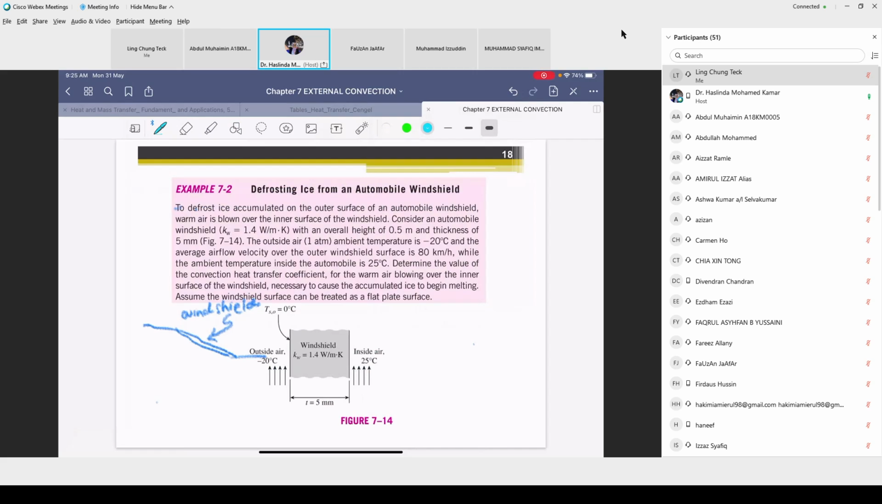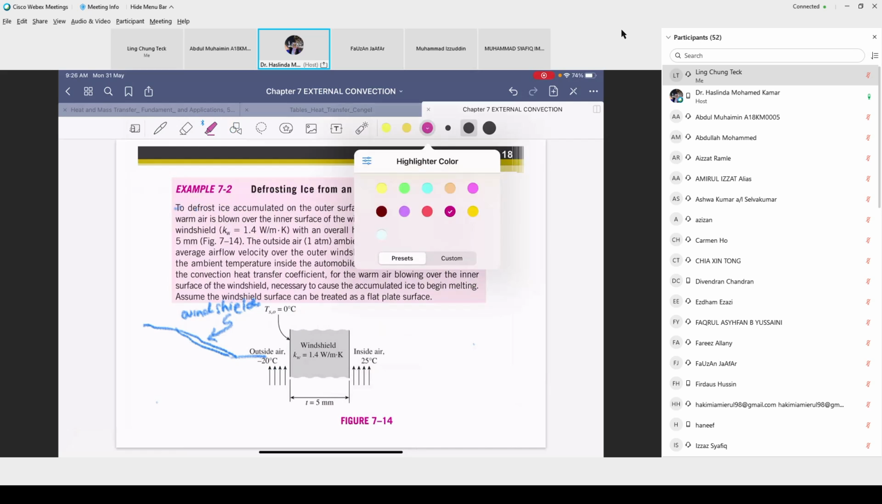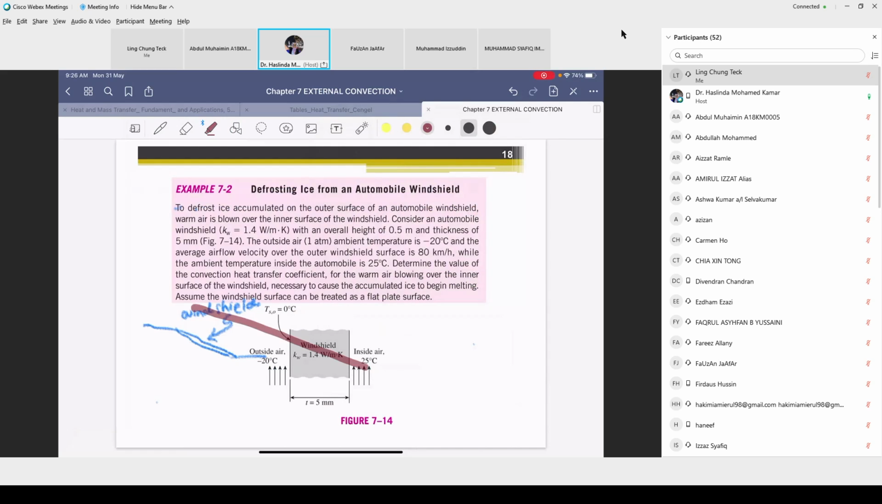So this another, saya just nak tunjuk je before we stop. Okay, if you don't look at the picture, macam mana saya nak tutup gambar ni? Tak boleh nak tutup. Okay, macam ni lah. Okay, ini dah habis power dah ni. Don't see this. You just focus on the description of the problem. To defrost ice accumulated on the outer surface of an automobile windshield, water is blown over the inner surface of the windshield. Yang ini sekejap saya akan tunjuk.